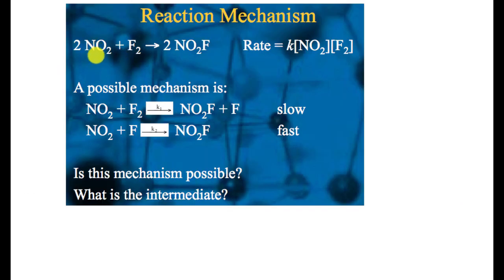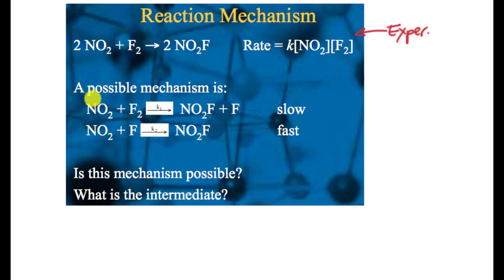All right, so now we've got nitrogen dioxide reacting with fluorine to make this compound here, this nitryl fluoride. So the rate law, again, is coming from experiment and has already been determined.